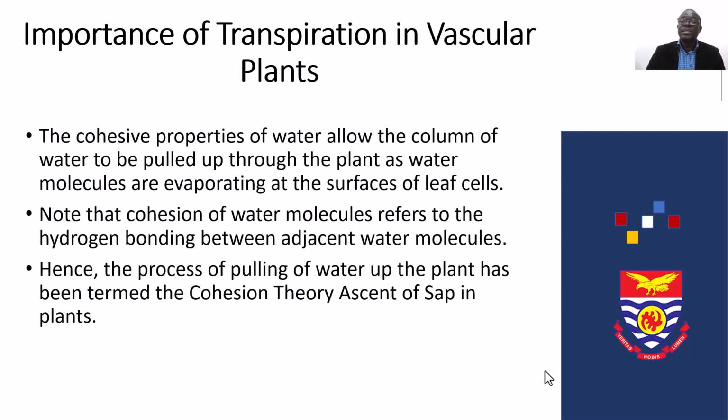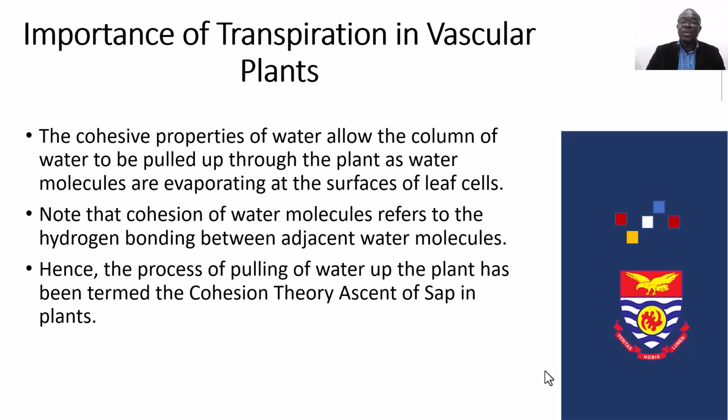The cohesive properties of water allow the column of water to be pulled up through the plant as water molecules are evaporating at the surfaces of the leaf cells. You should note that cohesion of water molecules refers to hydrogen bonding between adjacent water molecules.